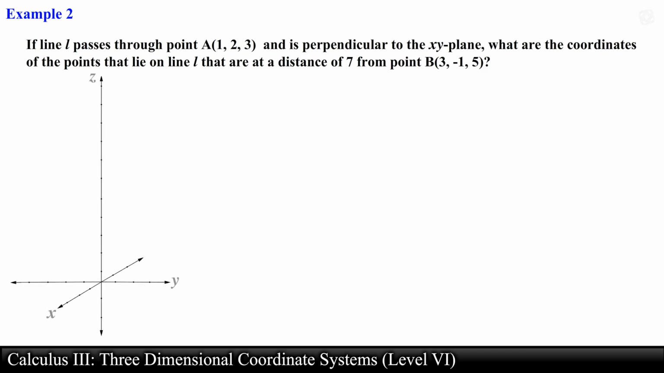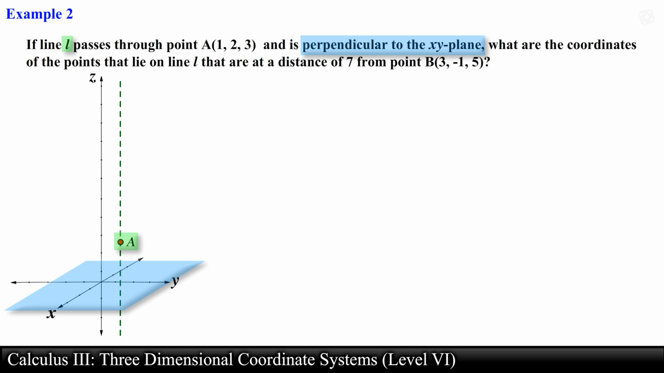Alright, let's first draw a diagram so we have an idea of what we're dealing with. Let's first plot point A with coordinates 1, 2, and 3. Now, the problem states that line L passes through point A. In addition, we also know that this line is perpendicular to the xy plane, meaning it forms a right angle with this plane, as follows.